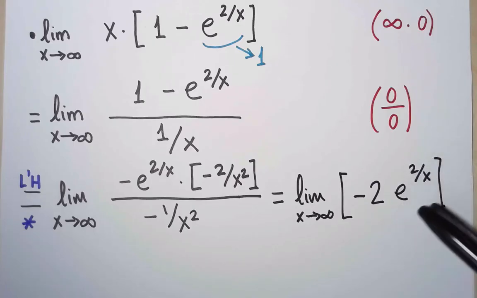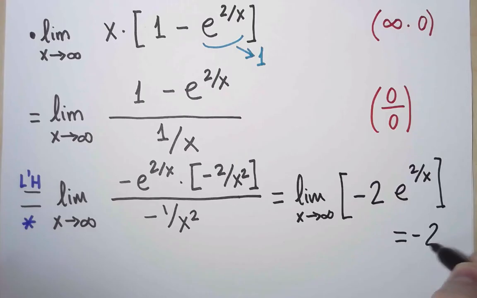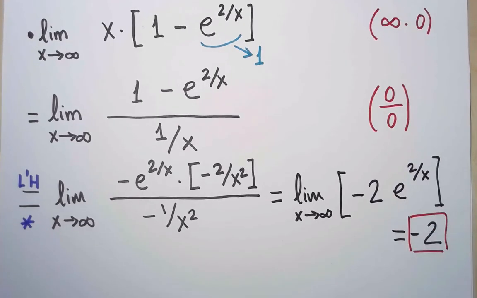I know the limit of the exponential part is 1, so the full limit is minus 2. Minus 2 is a number, so this use of L'Hopital was legal, and the original limit is minus 2.